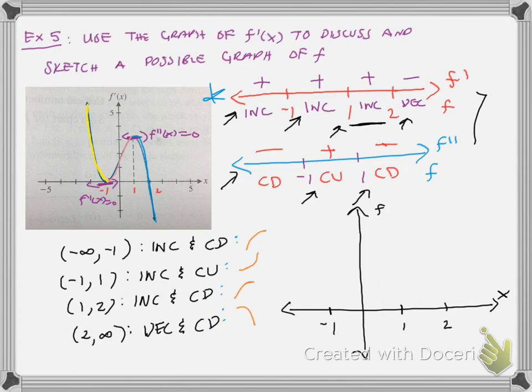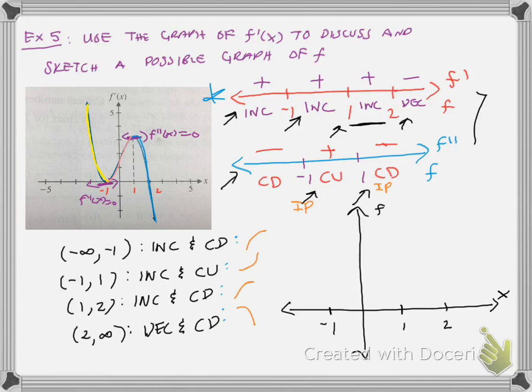Oh, inflection points. I'm sorry, I forgot to mention inflection points. I'm looking at my notes. Remember, the inflection points go with the f double prime. And so -1 will be an inflection point and 1 will be an inflection point. So that's where I'm turning concavities, right? So just keep that in mind, my inflection points.